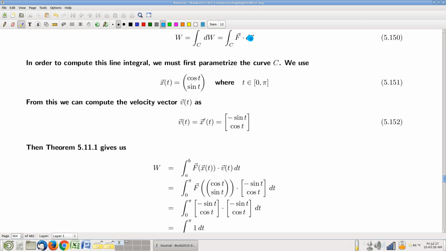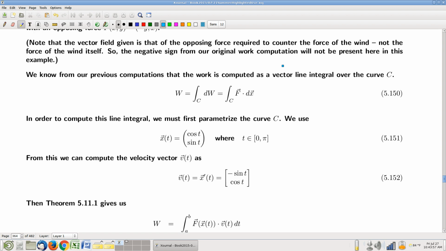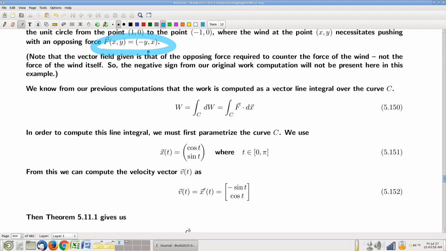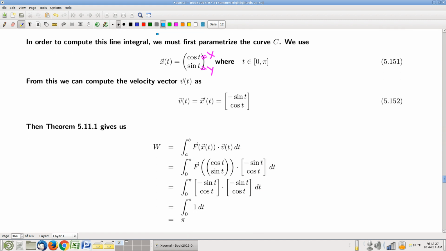So dx is x prime dt. Just plug it in. Everybody happy? Let's see here. Now the F. Don't forget our vector field, negative y comma x. Don't forget the parameterization is telling you x and y. So negative y comma x is negative sine t comma cosine t.